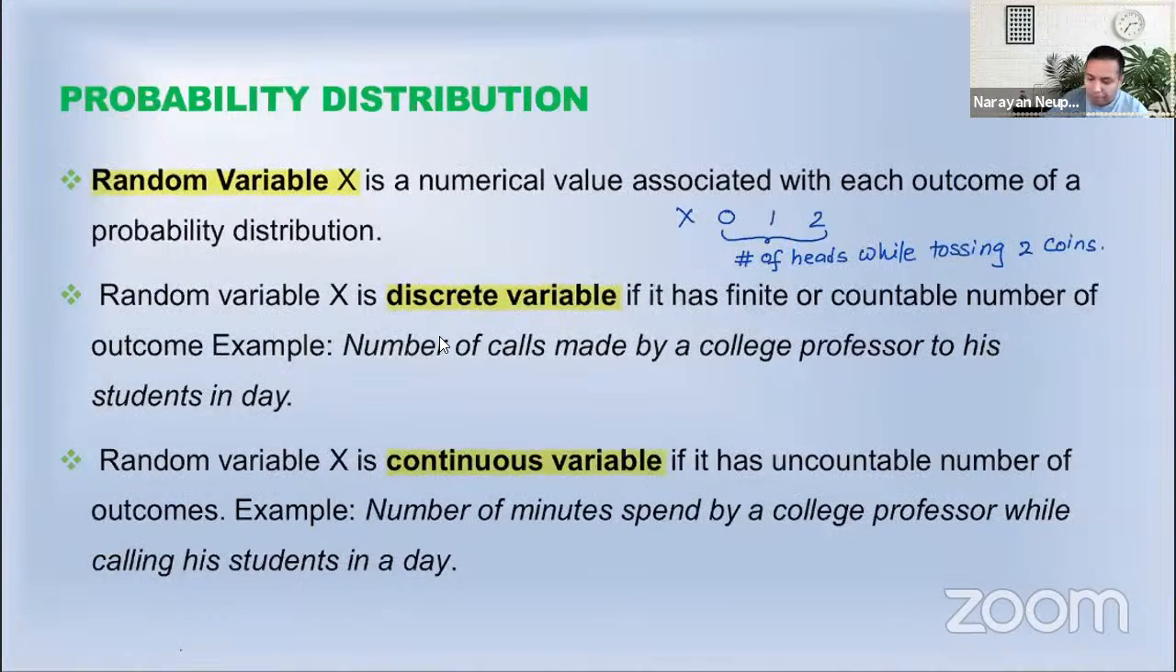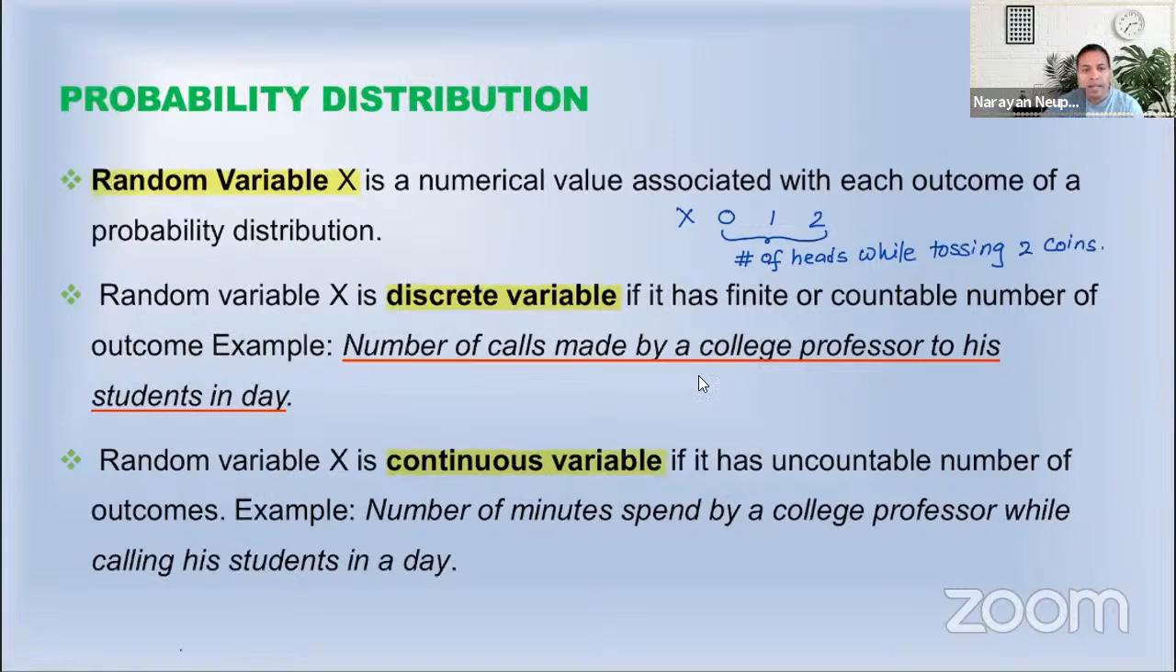For example, I have an example here. Number of calls made by college professor to his students in a day. If we want to count how many phone calls are made by a college professor to his students in a day, that will be a whole number. It can be 1 or 2 or 3 or 4. It cannot be decimal. I make 2.5 calls. We don't say that. So it involves the whole number. That's why that is called the discrete variable.